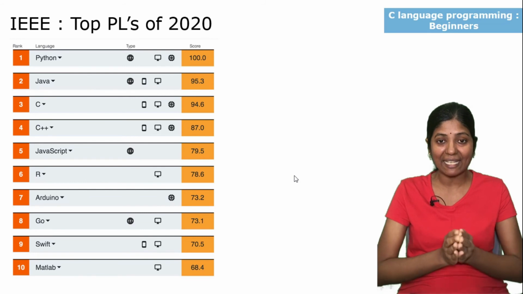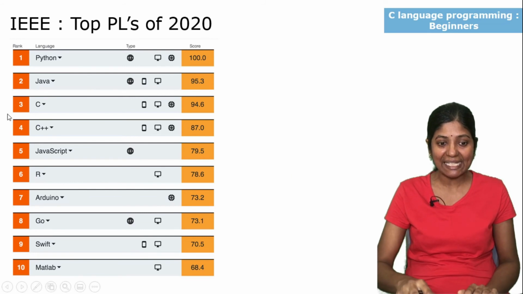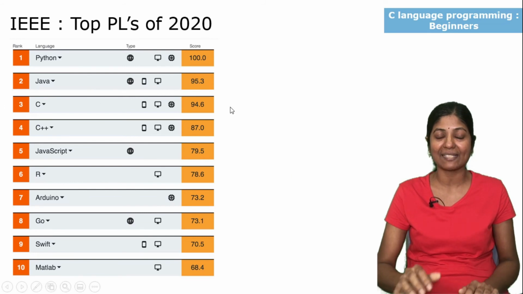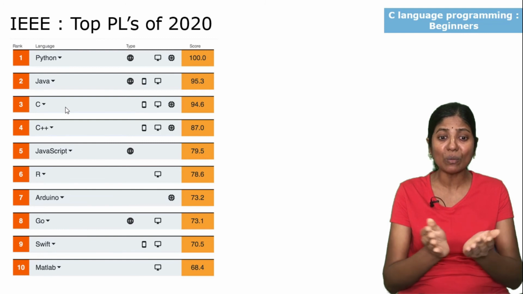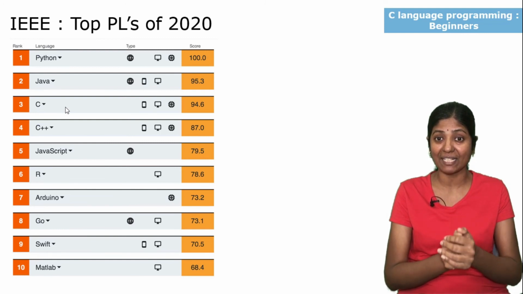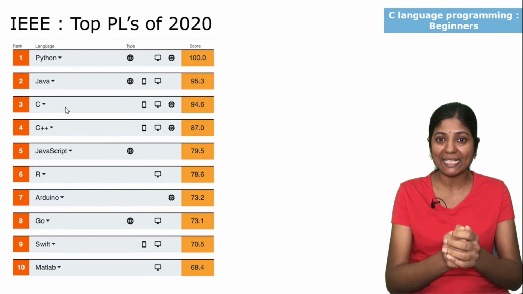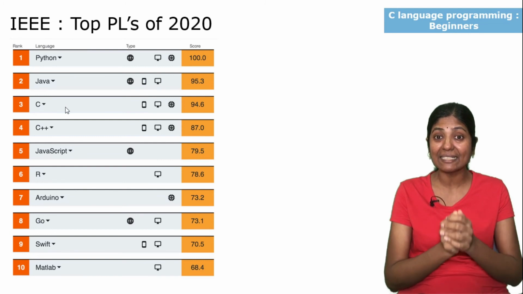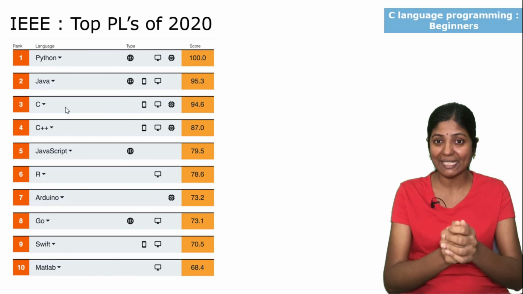When we look at the list, we can see here C stands at the third place, and we have also seen so many softwares which are implemented using C language. That is the importance of C language.